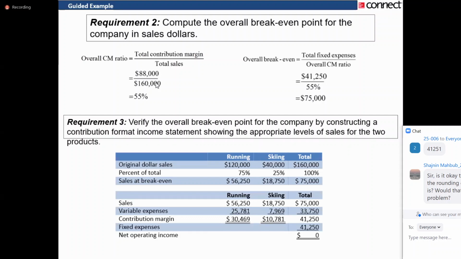Someone is asking, is it okay to leave the rounding error as it is? Would that be a problem? It is not a problem at all, but you probably expect the break-even net operating income to be 0. To make it the expected 0, you can use the approach I shared with you. It is not a problem. I do not know what the definition of problem is to you.